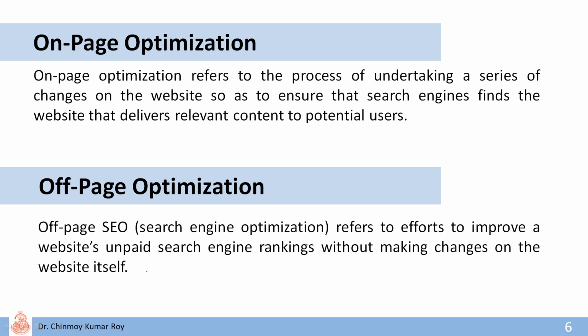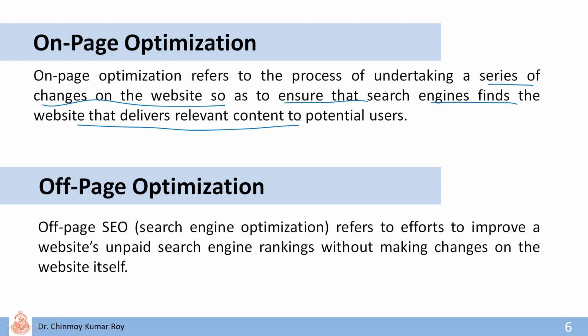As we have been discussing, on-page optimizations are the modifications that you do with the content, or whatever you do with the web pages that you own on your website. It refers to the process of undertaking a series of changes on the website so as to ensure that the search engine finds the website that delivers relevant content to potential users. So how you are going to make different improvements on your website pages so that the crawlers, the search engines, find you and rank you on a higher list. So you need to optimize your web page. There are various ways. We need to improve the website content, the keywords, the URLs. All those things we need to improve.